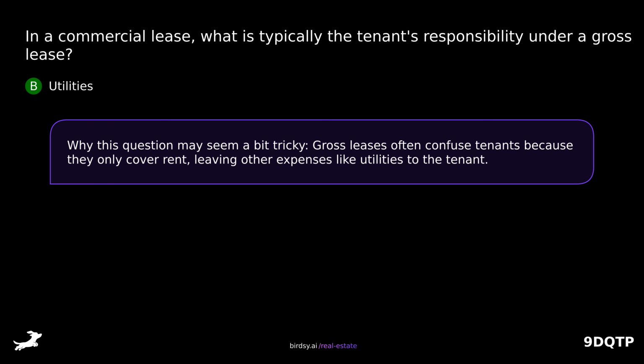Why this question may seem a bit tricky. Gross leases often confuse tenants because they only cover rent, leaving other expenses like utilities to the tenant.